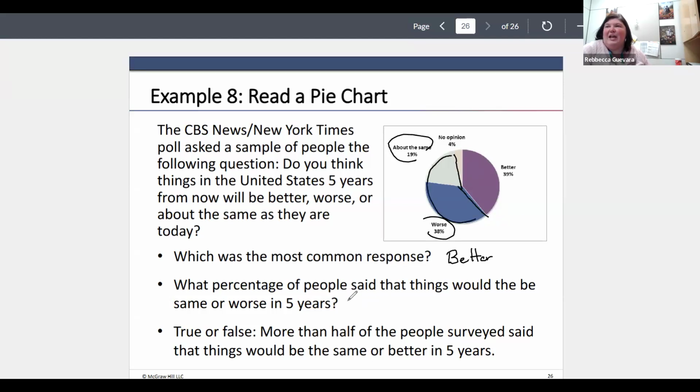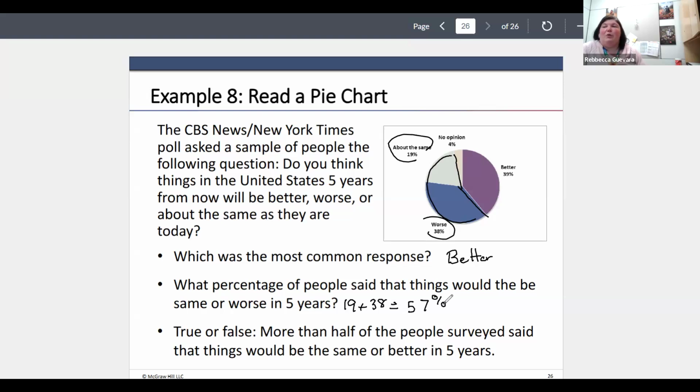So all we have to do is add up those percentages. Whereas 38% say they're worse, 19% say it's going to be about the same. About 57% are going to say it's going to be the same or worse.